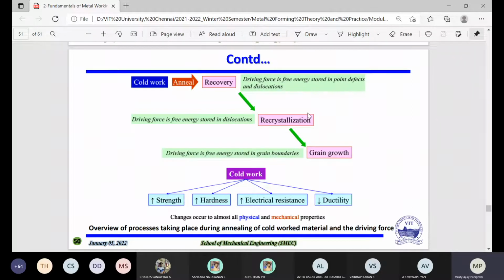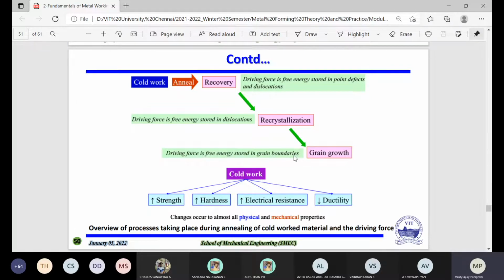Second, when we go for the recrystallization, the driving force is the free energy stored in the dislocations. So you can differentiate here: in recovery it is the free energy stored in the point defects and the dislocations, but in recrystallization it is the free energy stored in the dislocations. And the third one is the grain growth, because your grain goes from a smaller grain boundary to a larger grain. So the driving force is the free energy stored in the grain boundaries. That grain boundary was initially small when you had the recrystallization, but the moment it goes towards the grain growth, your grain boundary will increase. So the driving force will be the free energy stored in the grain boundary, right? All three driving forces are clear.